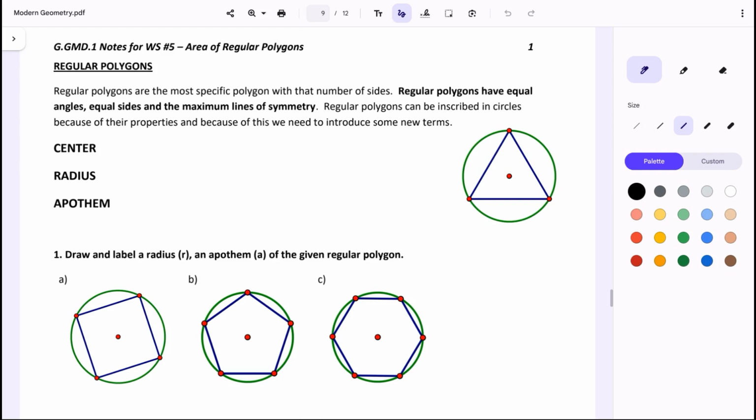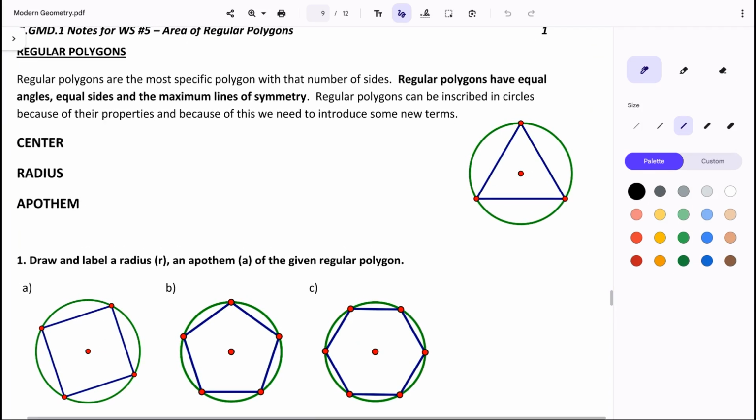Now with this, there's some new vocab that we need to go over so that you know what I'm talking about when I use these words or when we're looking for something to help us find the area. So I'm just going to use this picture of this triangle that's put inside of this circle. So that triangle is inscribed in that circle. And there's 3 things that we need to talk about. There's a center, there's a radius, and there's an apothem. Apothem is a new word that we haven't seen before.